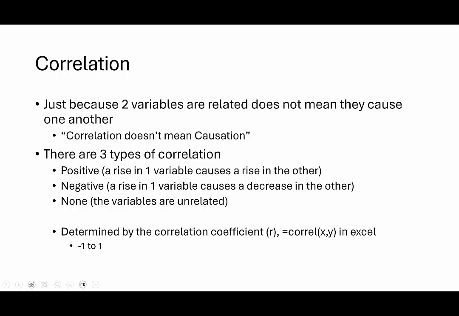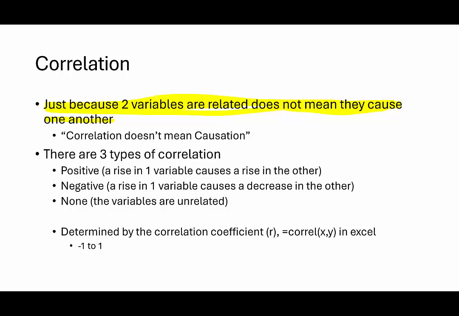Just because two variables are related does not mean they cause one another. Okay, correlation does not mean causation. There are three types of correlation: positive, where one variable causes a rise in the other; negative, one variable causes a decrease in the other; or none, the variables are unrelated. This is determined by something called the correlation coefficient, or R.